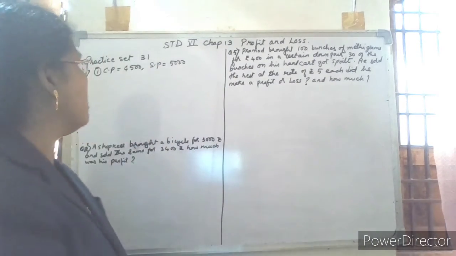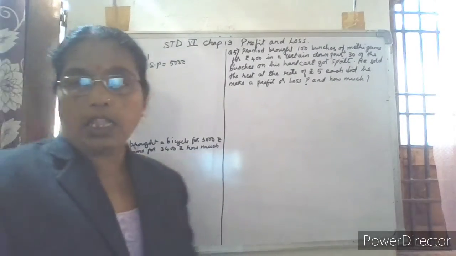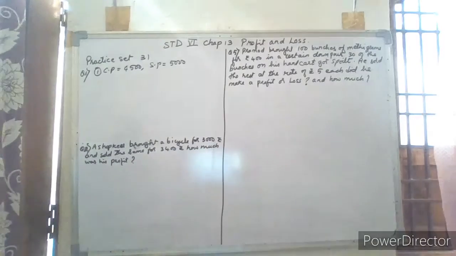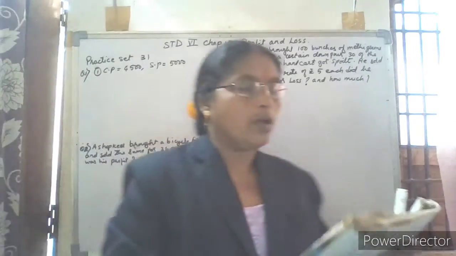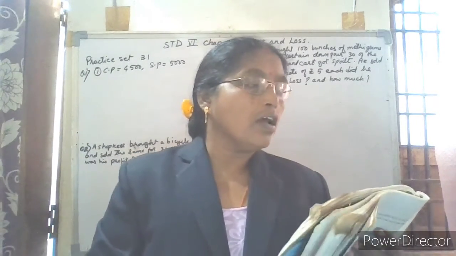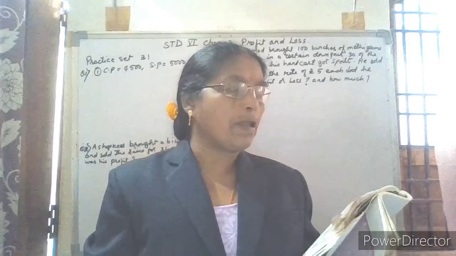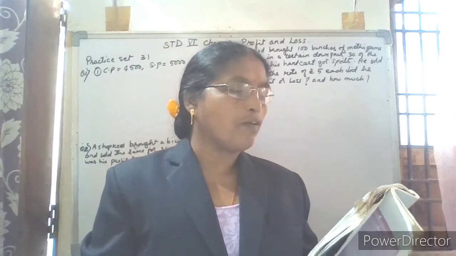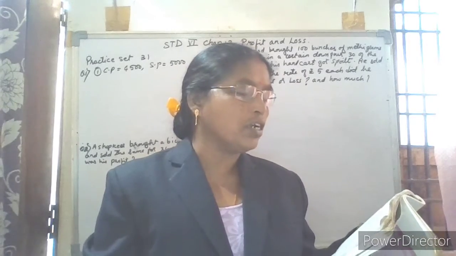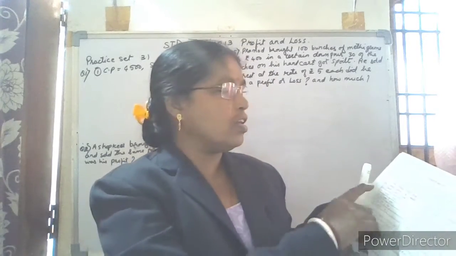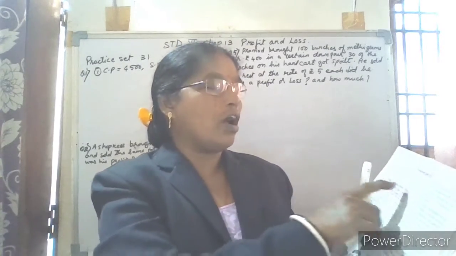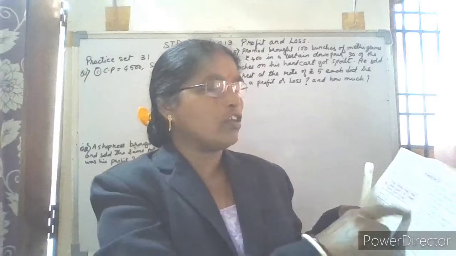Now, the first question is given in table form. Practice set 31. The cost price and selling price are given in the following table. Find out whether there was a profit or a loss and how much it was. So you can see in the table it is given cost price, selling price, profit or loss and how much.